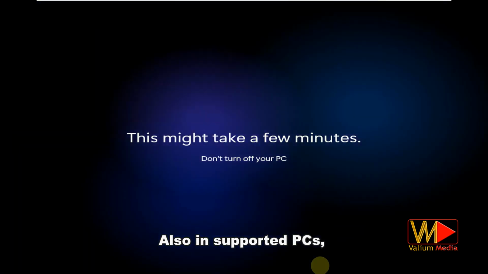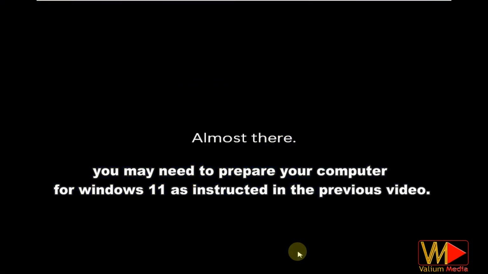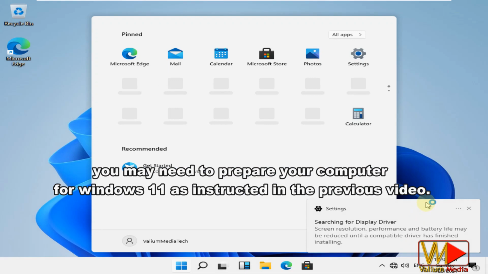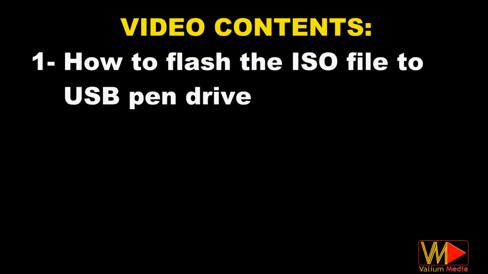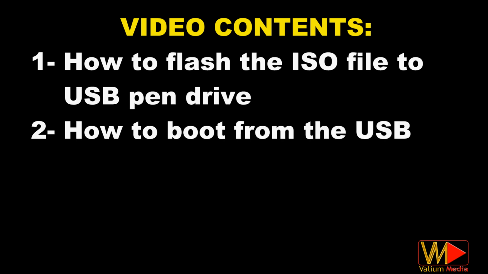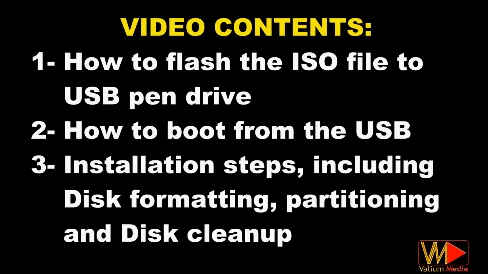Also in supported PCs, you may need to prepare your computer for Windows 11 as instructed in the previous video. Watch the previous video from the links in the video description. This video is divided into three main parts as follows. How to flash the ISO file to a USB pen drive. How to boot from the USB. Installation steps, including disk formatting, partitioning and cleanup.